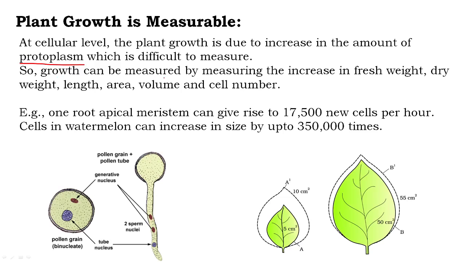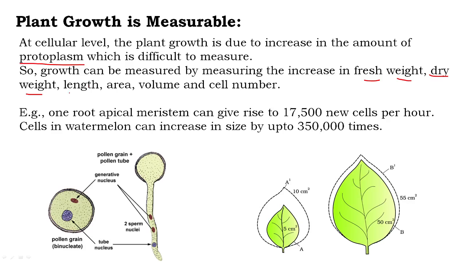Growth in the plant can be measured by measuring the increase in fresh weight. Fresh weight, and also dry weight, which is weight without the content of water. Growth can be measured through these.